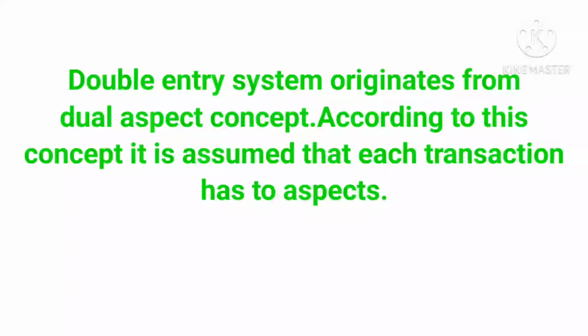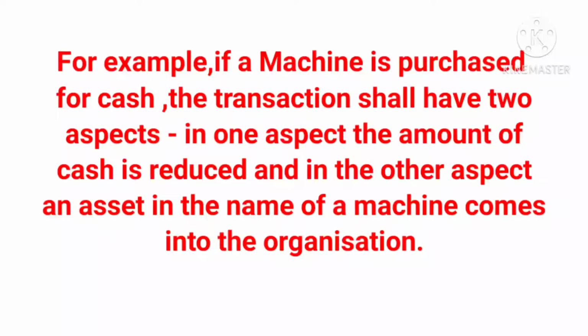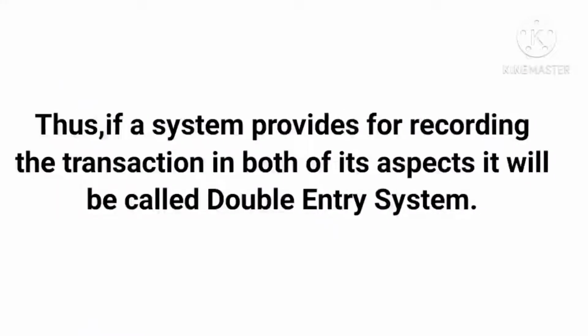For example, if a machine is purchased for cash, the transaction shall have two aspects. In one aspect, the amount of cash is reduced, and in other aspect, an asset in the name of a machine comes into the organization. Thus, if a system provides for recording the transaction in both of its aspects, it will be called double entry system.